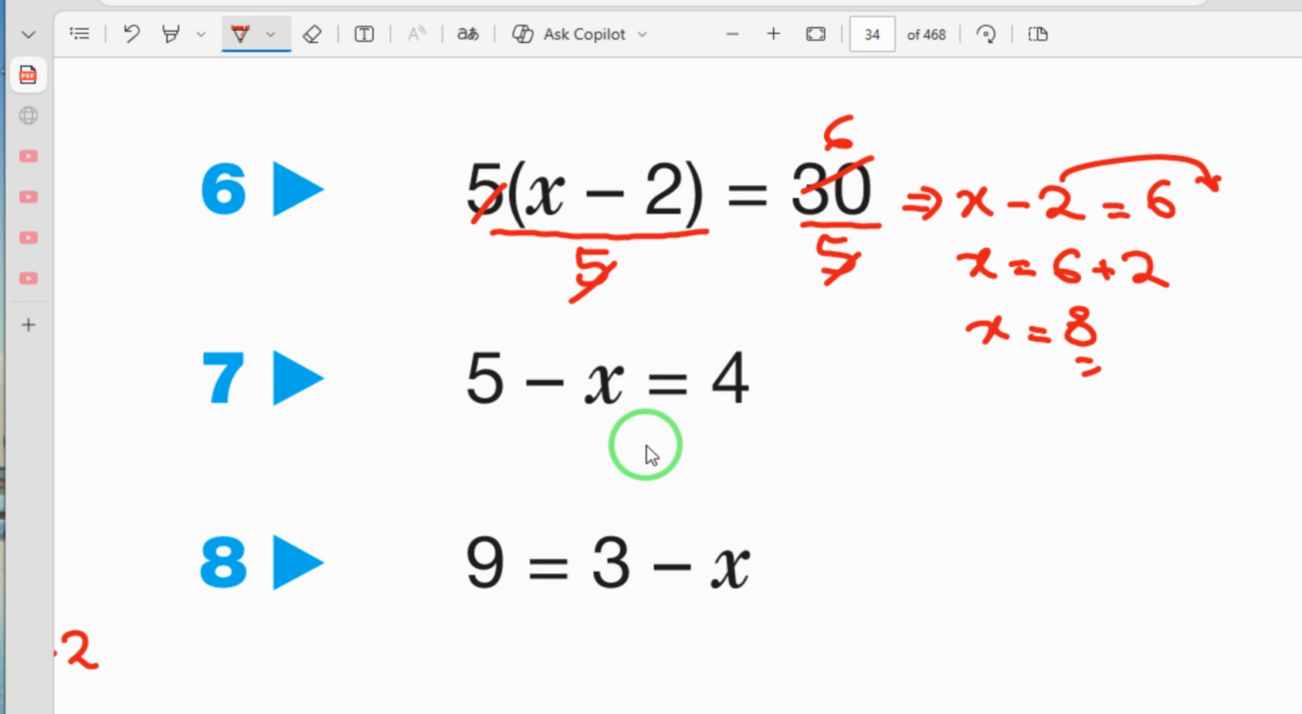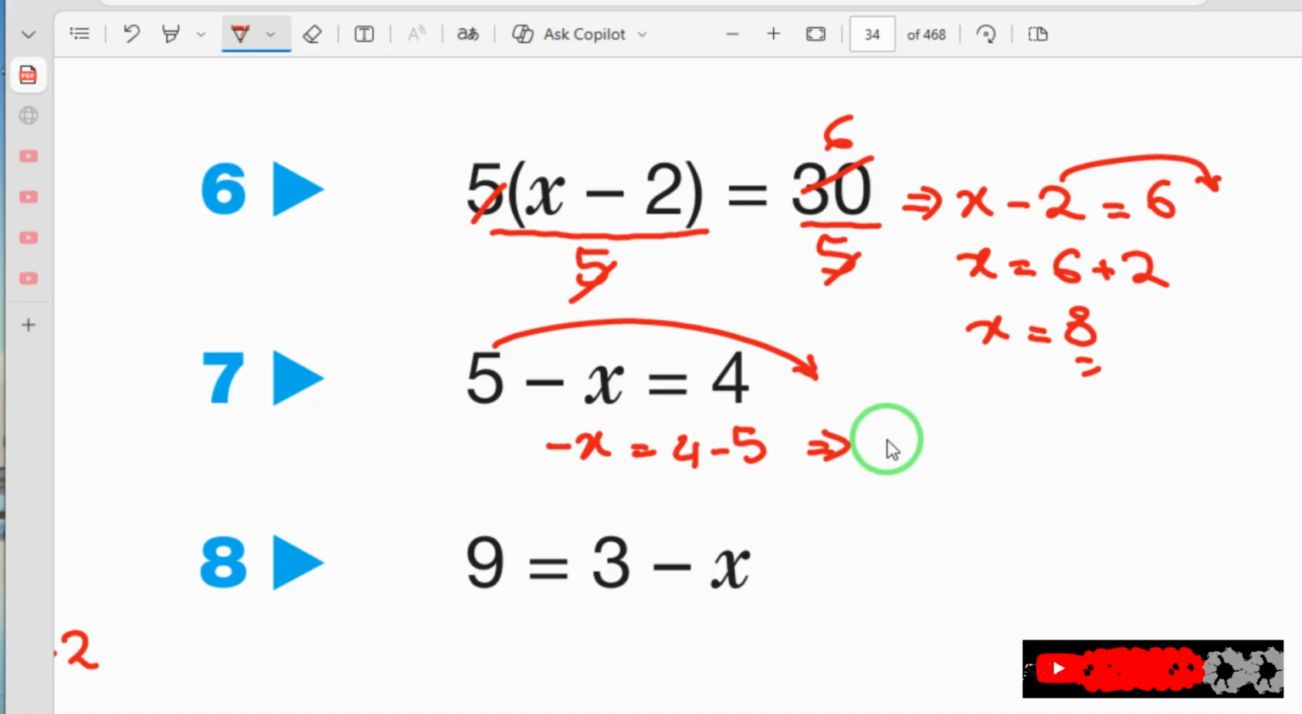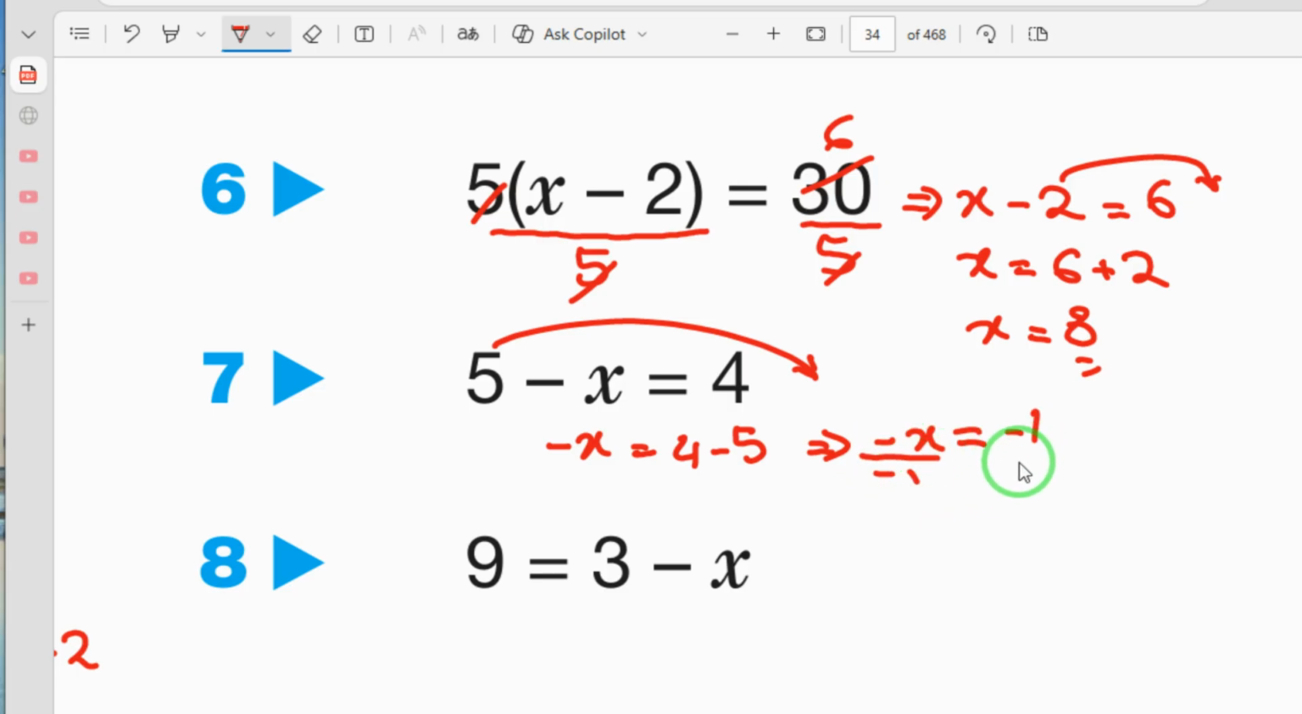Question number 7. We write here minus x equal to 4 minus 5. We carry this 5 to the right side, and it becomes negative, minus 5. So here minus x remains equal to minus 5 plus 4, which becomes minus 1. We divide both sides by minus 1. So here x is equal to negative divided by negative, which gives us plus 1 divided by 1, equal to 1.